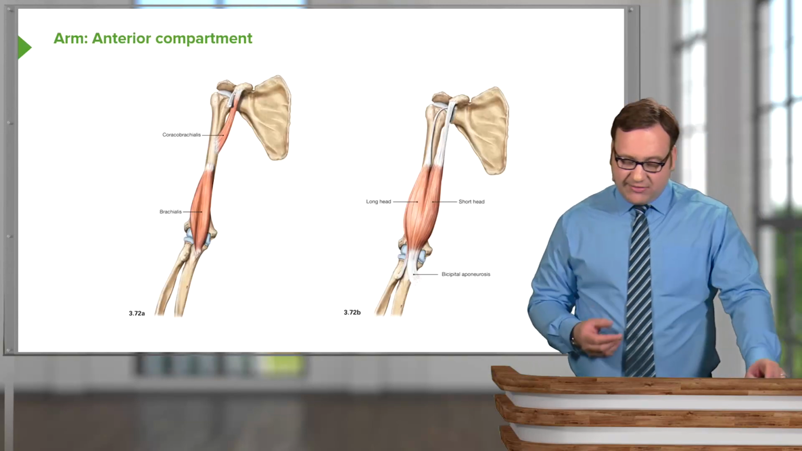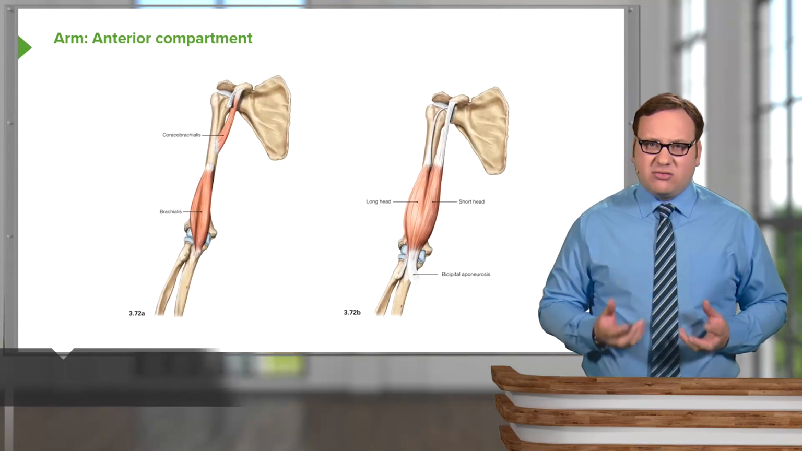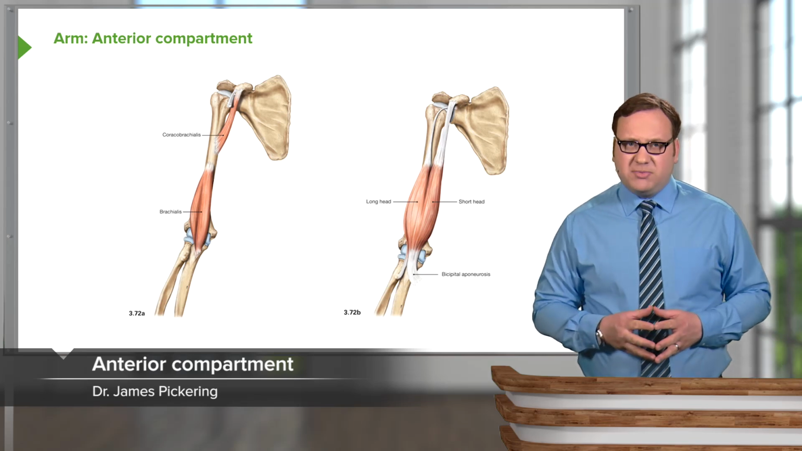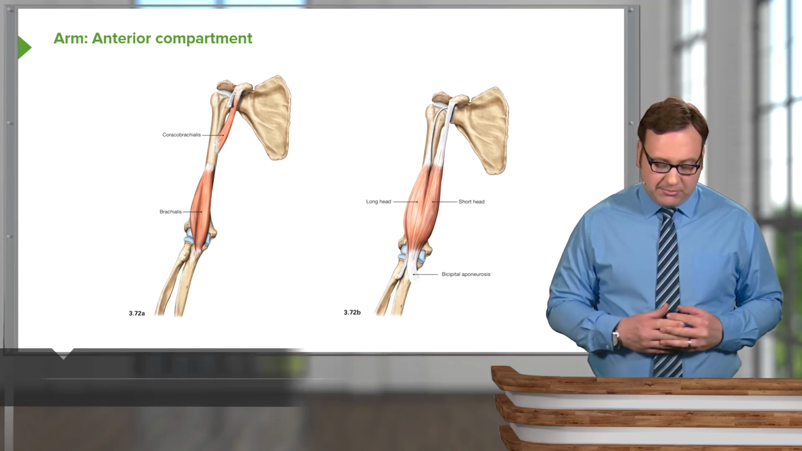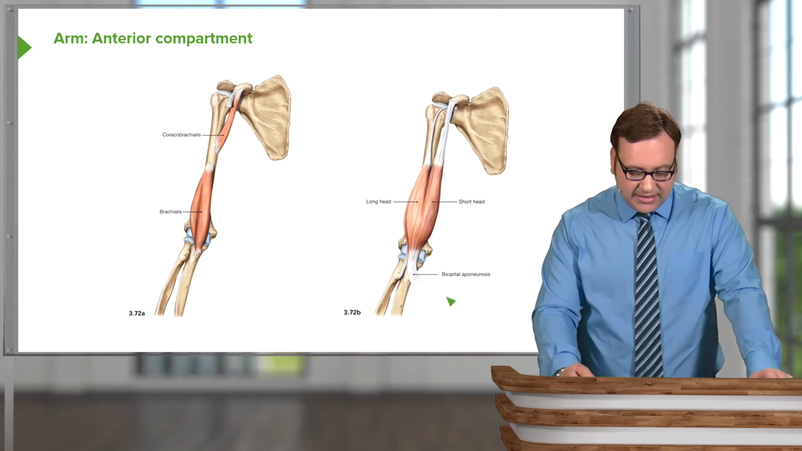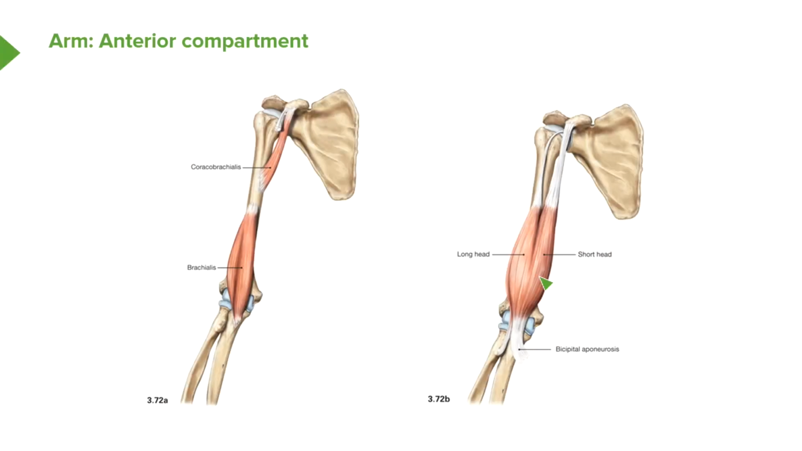So if we look at the anterior compartment of the arm, then there are three muscles that I want you to be aware of in the anterior compartment. These are coracobrachialis, brachialis, and biceps brachii. If we start off with coracobrachialis, then this is a relatively short muscle. As its name suggests, coracobrachialis, it's running from the coracoid process of the scapula. Again, this is why those bony landmarks on the scapula were important, to the shaft of the humerus.